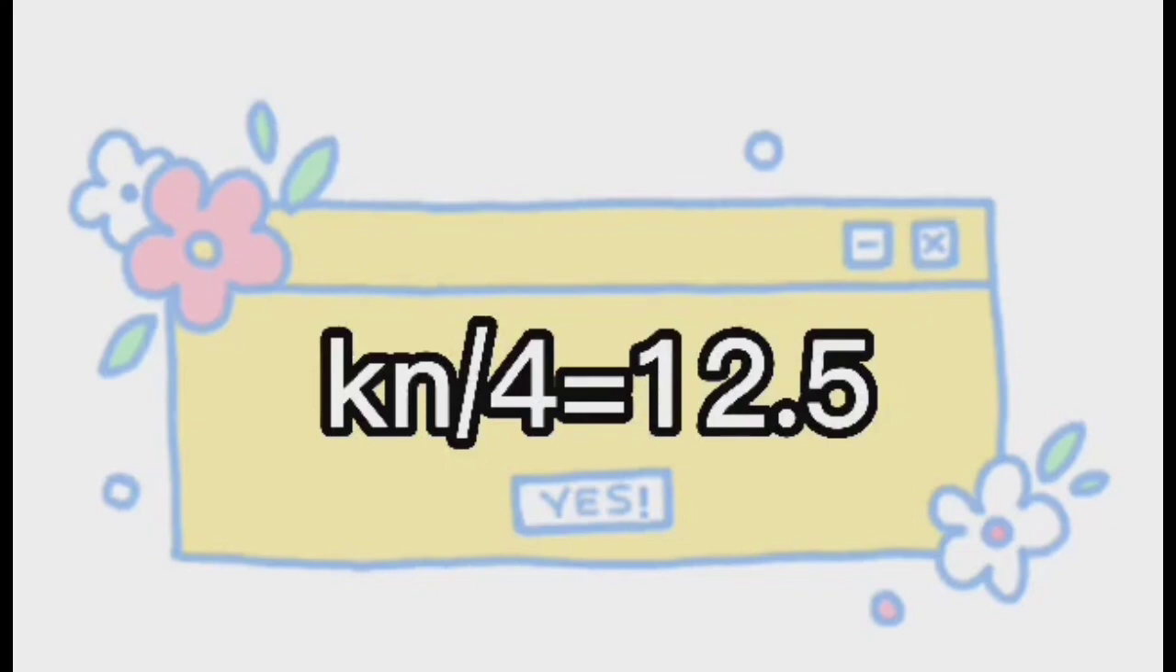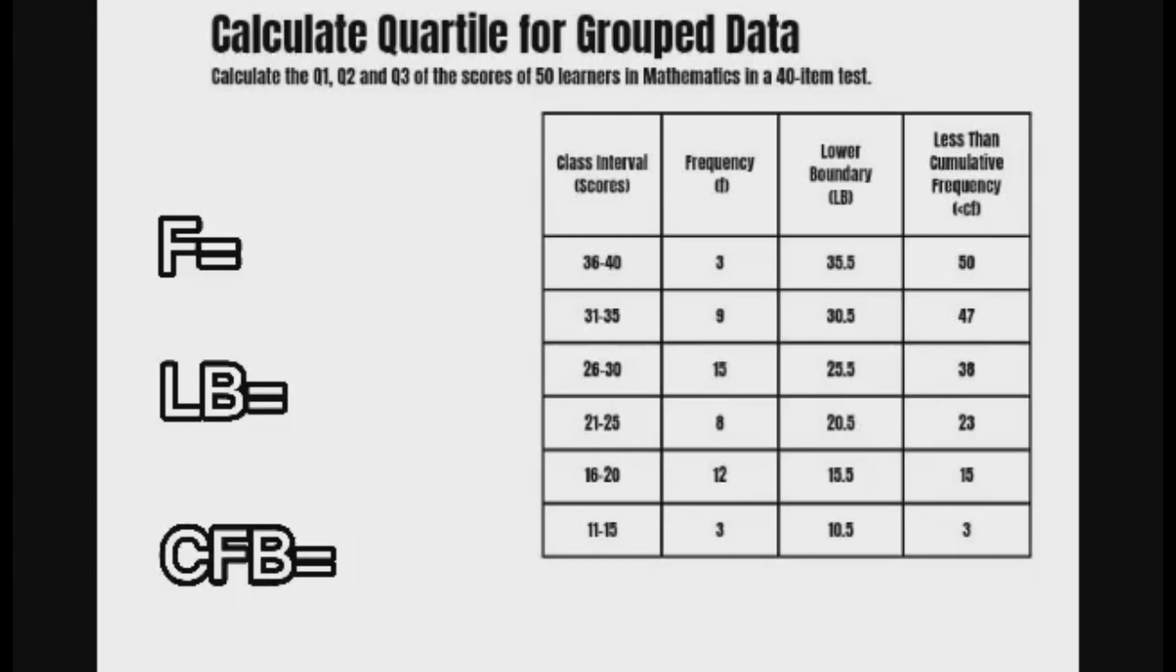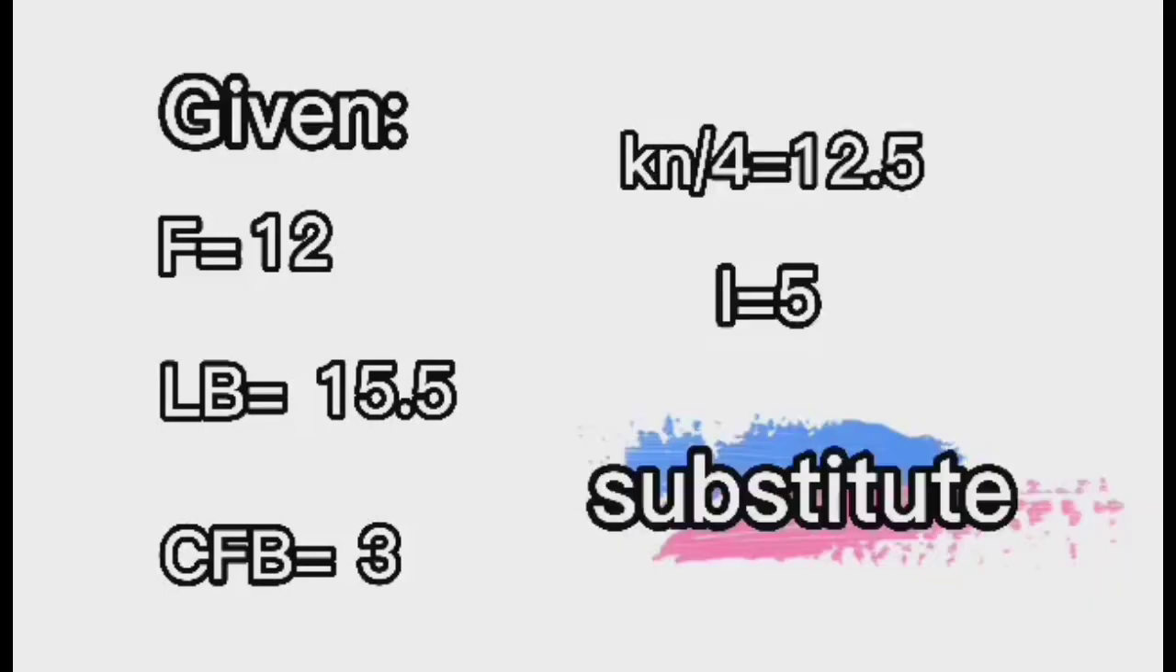Now that we've got our kN over 4, we can now go back to the data set and get our F, LB, and CFB. All we have to do is to focus on CF, which we can see that 12.5 is between 15 and 3. But we'll get it from the higher row. So in this row, we can see our F is equal to 12, LB is equal to 15.5. But since we're getting cumulative frequency before, then we got 3 instead of 15. Now, let's substitute our given and solve.